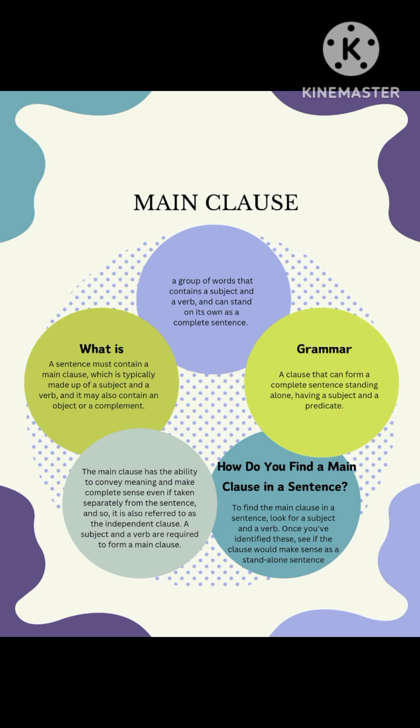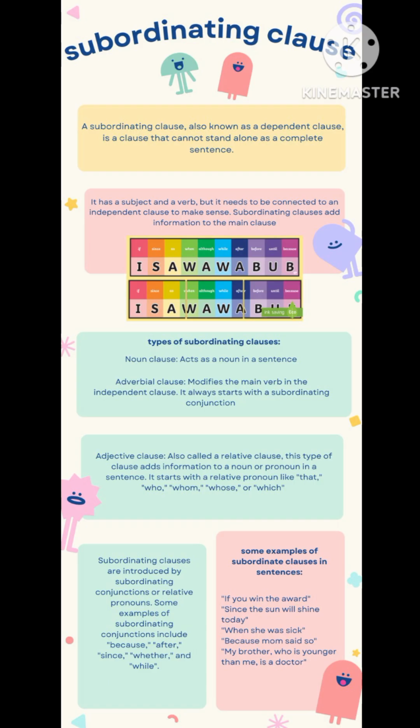Now here are some examples. She finished her homework. She turned on the TV. She loves to read books. The sun shines brightly. They went to the park. He enjoys playing the piano. Subordinating clause, also known as dependent clause, is a clause that cannot stand alone as a complete sentence. It has a subject and a verb, but it needs to be connected to an independent clause to make sense.